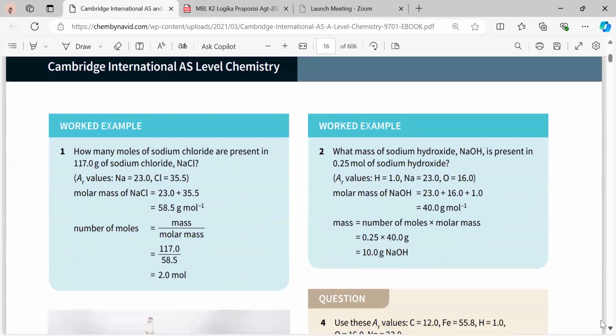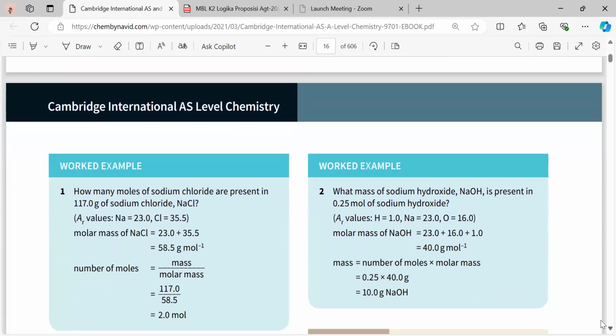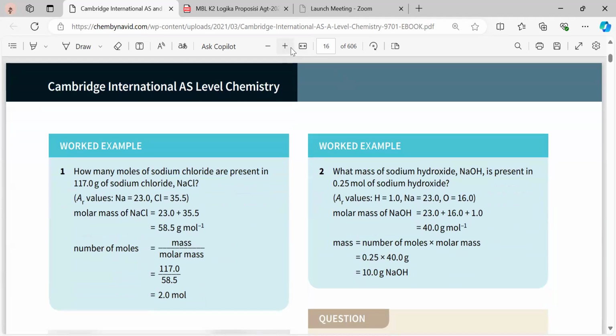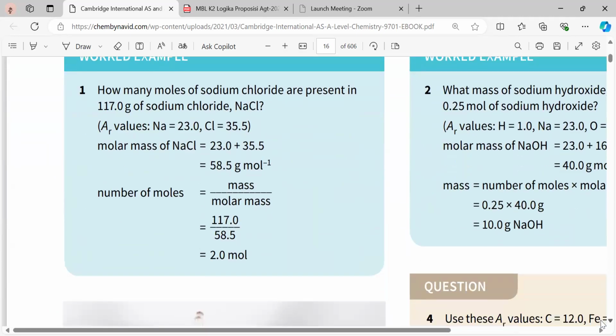So here are some worked examples using the formula we have right here. I'm going to explain it as we go through. This is still pretty simple, so I hope all of you can follow, and if any of you have any questions or confusion, feel free to ask.